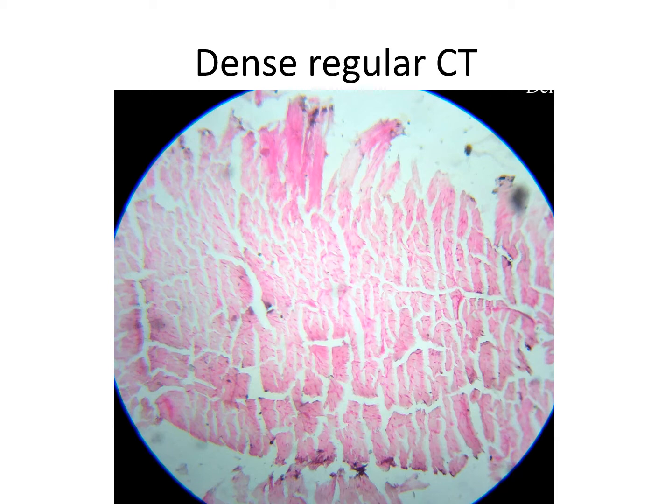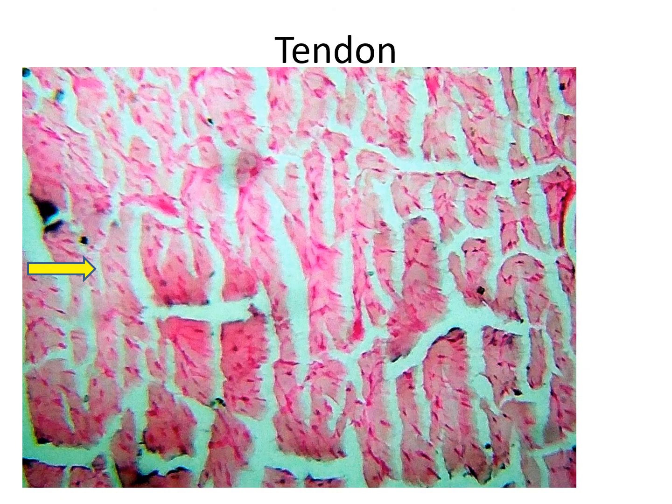You can see the collagen fibers in bundles and there is a regular arrangement of this connective tissue. For tendon, there are two types of slide, TS and LS. In transverse section you can differentiate between the skeletal muscles and tendon, and in longitudinal section this type of appearance is seen. You see this slide, this is the longitudinal section of the tendon. These are the nuclei of the fibrocytes and collagen fibers. The regular arrangement of the nuclei indicates the dense regular connective tissue.